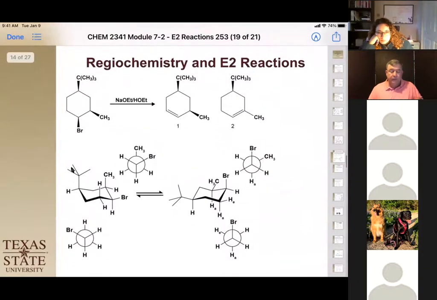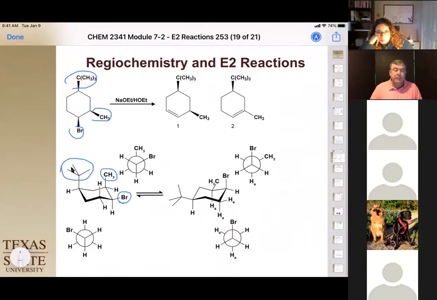Okay, so what if we flipped it around a little bit? Could we get different products? Yes, because if we flipped it around so they're all up right here and we redrew that, the first configuration is going to be with our T-butyl up, our methyl group up, and notice that the bromine is the only one that's equatorial now. The methyl group and the T-butyl group are all in the axial position, and this hydrogen would be the hydrogen that was pointing down. So that puts our bromine in that equatorial position.